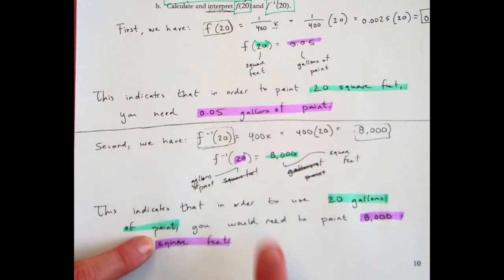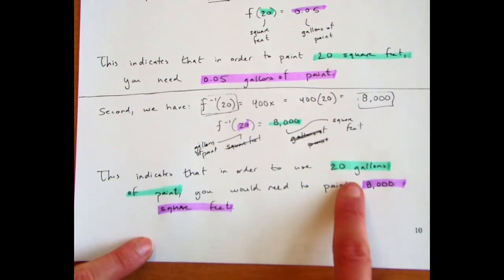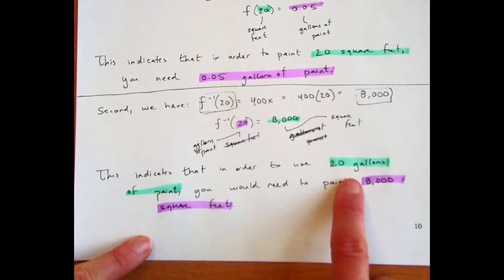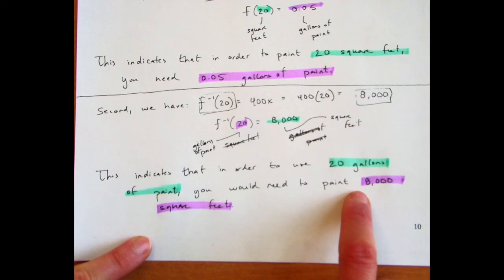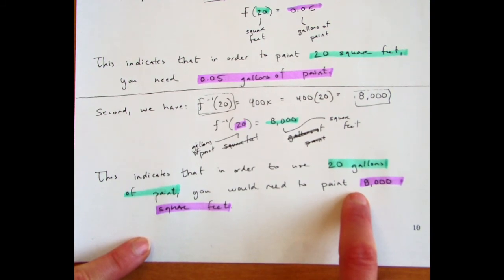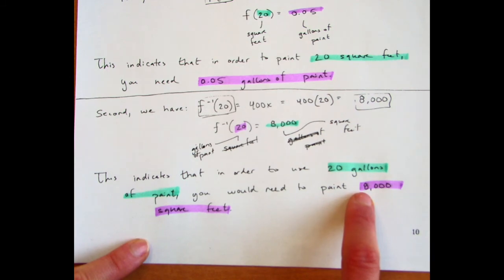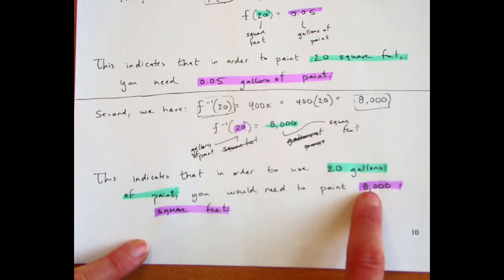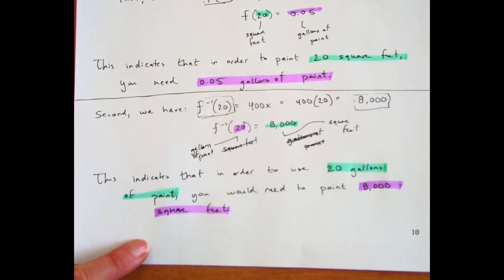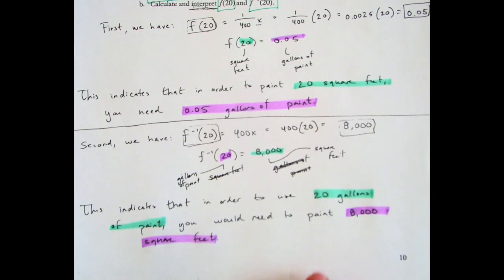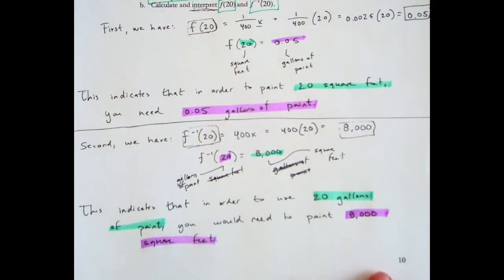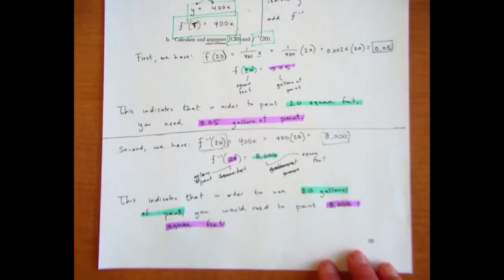It doesn't take very much paint to paint 20 square feet because paint spreads very thinly over the surface. Does it make sense that to use 20 gallons of paint, I would need to paint 8,000 square feet? Yeah, that makes sense. 20 gallons of paint is a lot of paint, and I would need to paint a lot of square feet, about 8,000 square feet, like the outside of the school building, in order to use that amount of paint. So it's always good to check your answers for logical sense in the context of the problem.